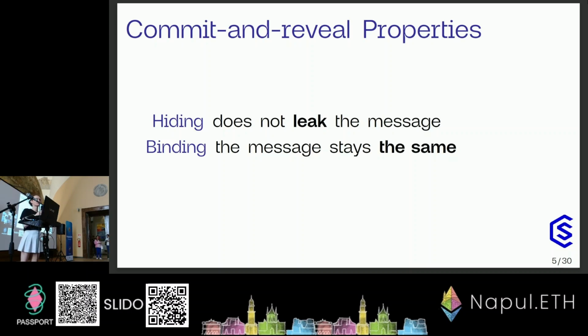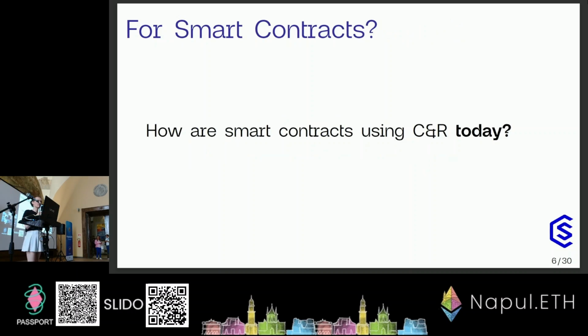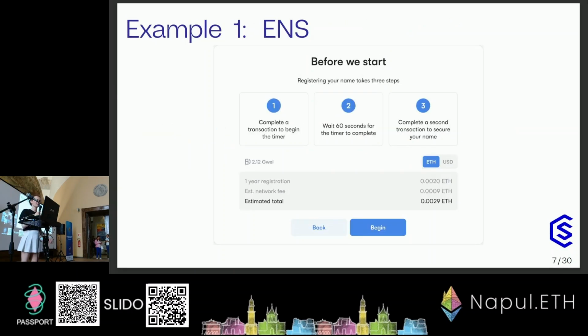Now, how do smart contracts today use commit and reveal schemes? I will give you 3 examples. The first one is ENS. If you've ever registered an ENS name, you saw this screen, which has you do one transaction, then wait 60 seconds and do a second transaction. The reason it does that is because the first transaction is making a commitment and putting it on chain, and the second transaction is opening a commitment that was already on chain.